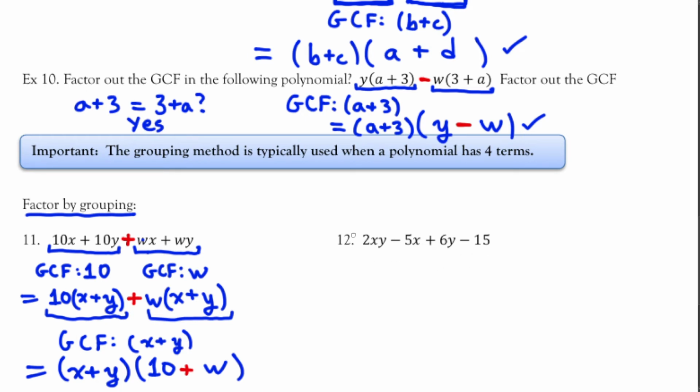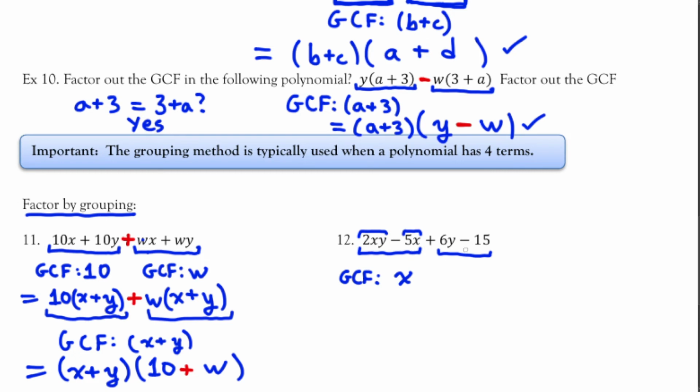Let's do number 12. Number 12, I can split into 2 groups and do 2 little miniature GCF problems, greatest common factor problems. What do these first 2 terms have in common? Well, they both have an x. The first one has a 2 and a y, but the second one doesn't have those. The second one has a 5, but the first one doesn't have those. So the greatest thing we can find that they all have in common is just x.